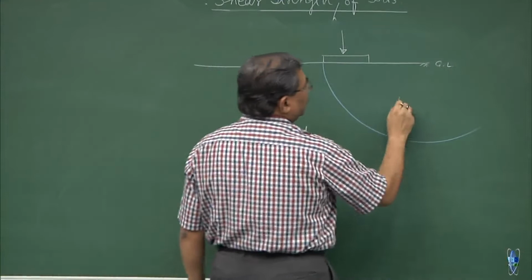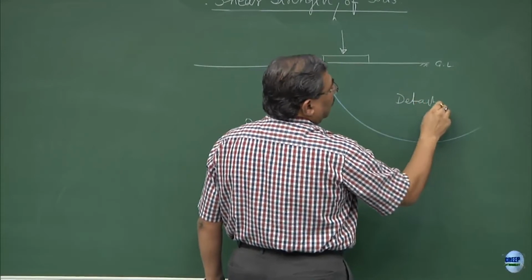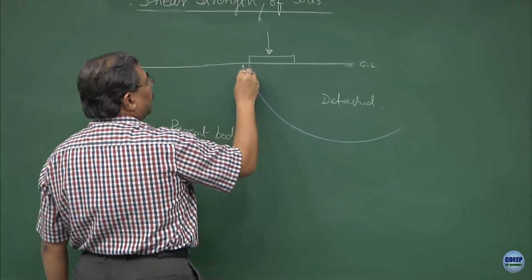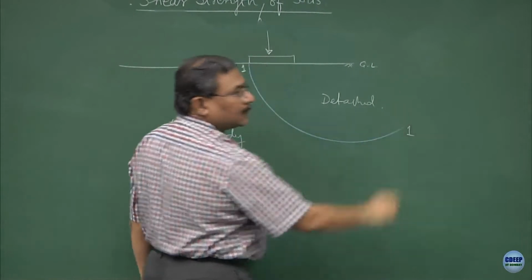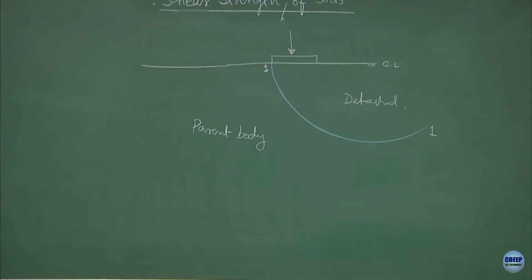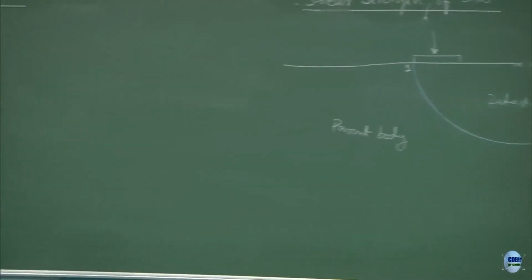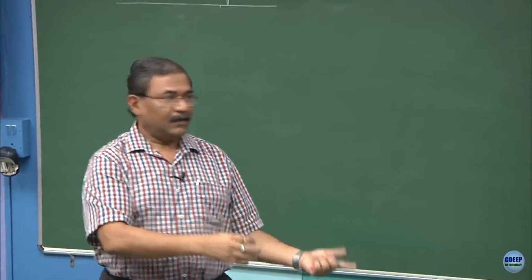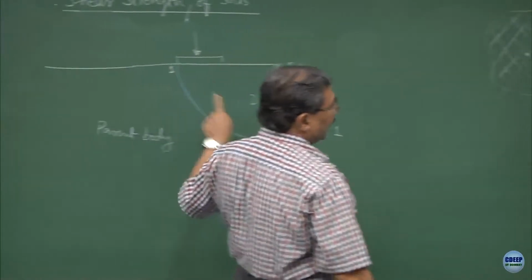And this is the detached portion. And what we will call this surface as 1, this is the slip surface, about which something is slipping with respect to another stationary body. This situation is exactly similar to this.